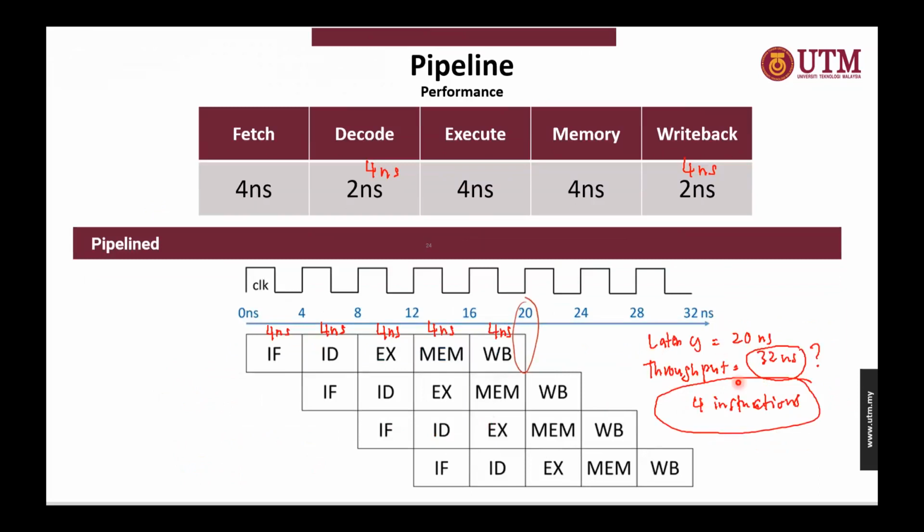So this is the throughput: how many instructions you can manage to execute in a given period of time. What about the speed up? Speed up equals non-pipeline divided by pipeline. You have the non-pipeline just now.